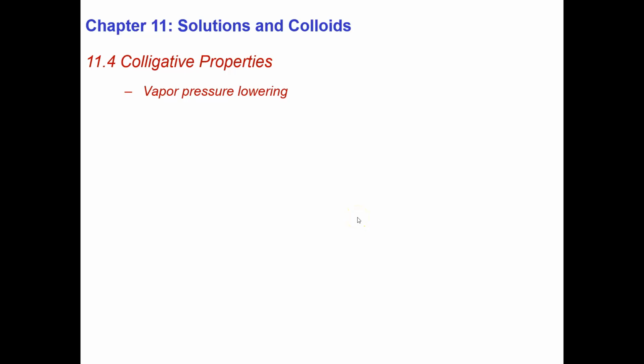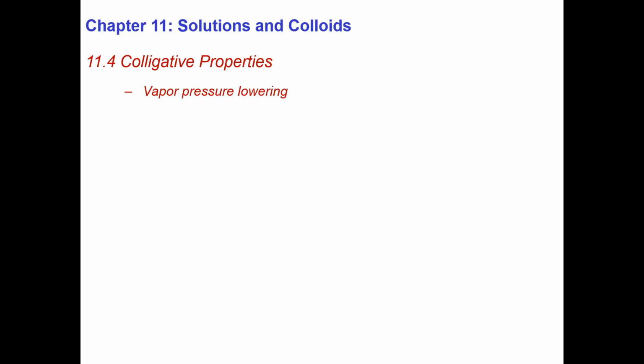In section 11.4, we look at the topic of colligative properties. There are 4 colligative properties that we'll be looking at: vapor pressure lowering, freezing point depression, boiling point elevation, and osmotic pressure. Then we'll look at how colligative properties can be used to determine the molar mass of a solute.